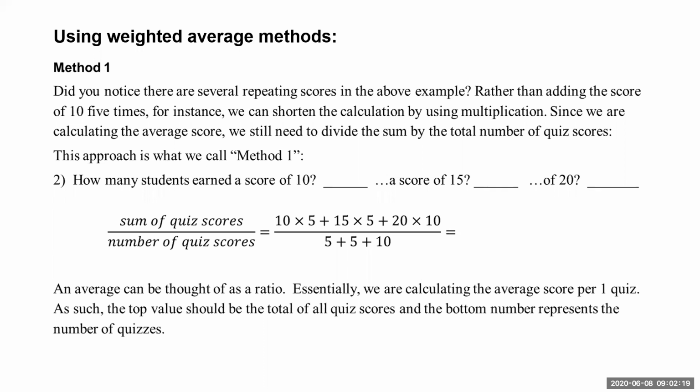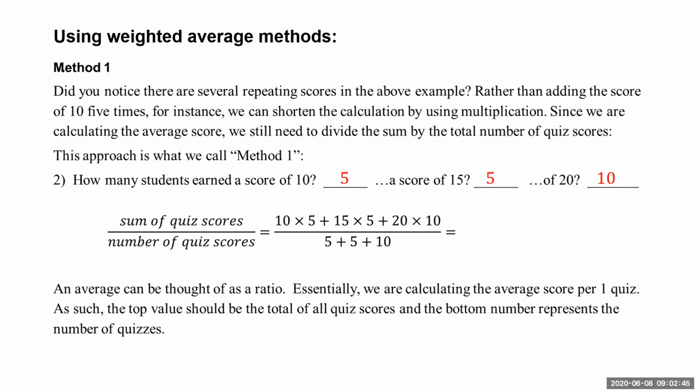Now, the first method, if you want to use weighted averages, okay, is that how many students earn a score of 10? And you realize 5, right? And how many students earn a score of 15? 5 on the same data set. And 20, you have 10. So it is easier to find the average by multiplying 10 by 5.